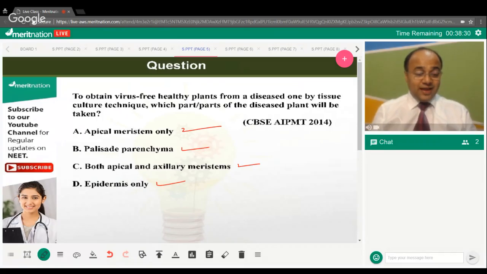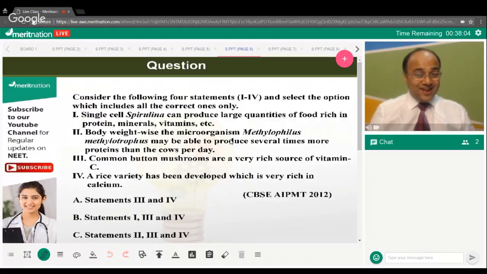Right. And I guess the correct answer over here is, somehow the chat is not working. I don't know why. And the correct answer over here is option C. Both apical and axillary meristem cells are devoid of the viral infection. So they can be picked up for culture, right? For plant tissue culture and for culturing and growing new plants in vitro. Okay, let's see the next one.